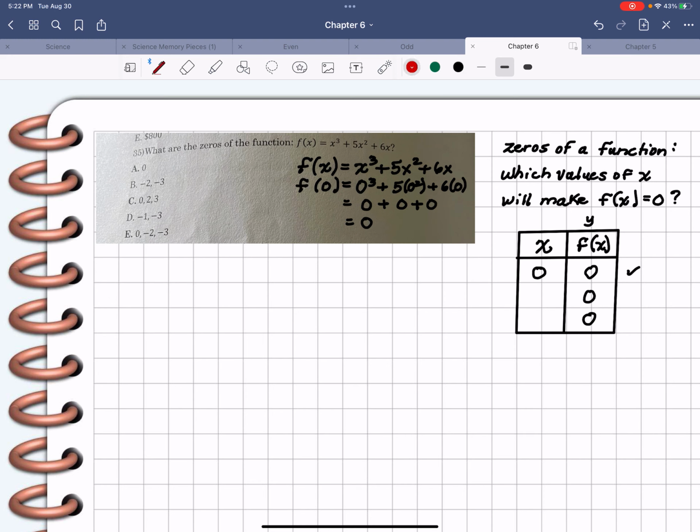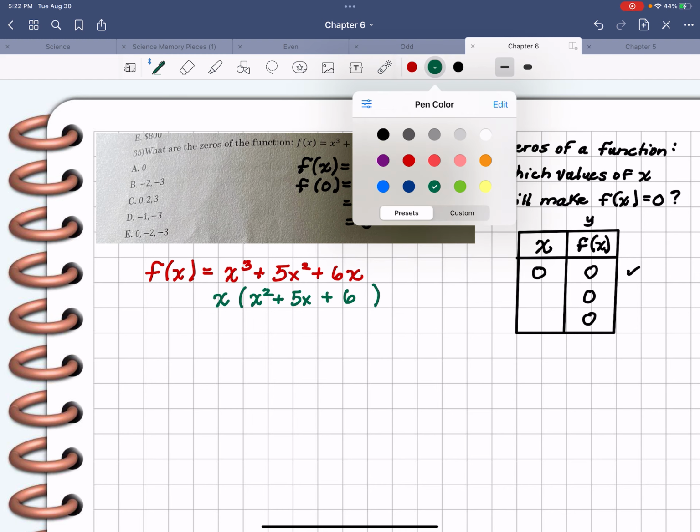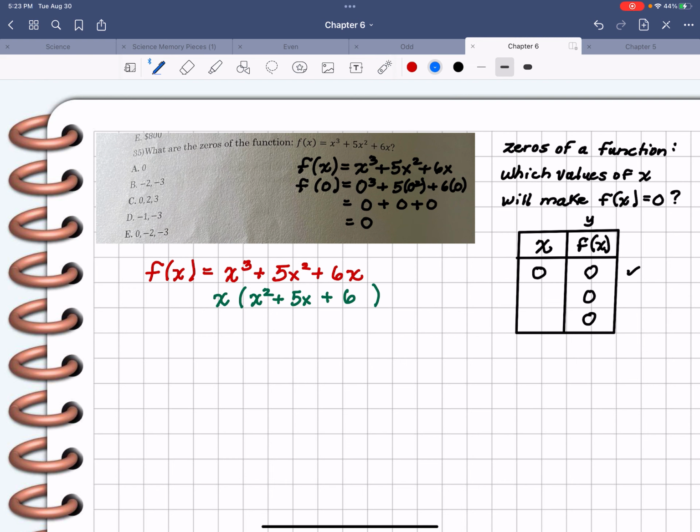But they're wanting you to solve it algebraically. And here's what that would look like. f of x equals x to the third plus 5x to the second plus 6x. So the first thing I'm going to do is factor out an x. So I'm going to pull one x out, and then I would be left with x squared plus 5x plus 6. So you take an x out, and then you're left with a trinomial that you can factor again.